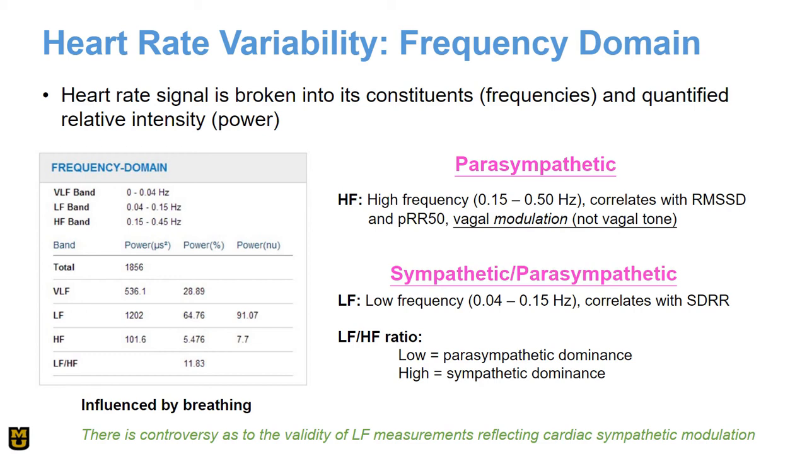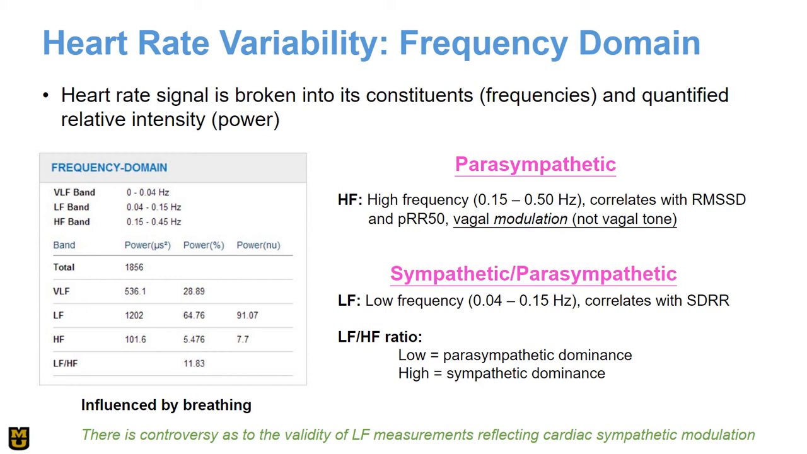And I think you should be really careful making those types of assumptions. However, on the other hand, this HF, or the high frequency band, is a nice measure of vagal modulation. So if you're going to use heart rate variability, I think you should really look at it as a way of looking at cardiac vagal modulation of heart rate. And I say specifically modulation, right?